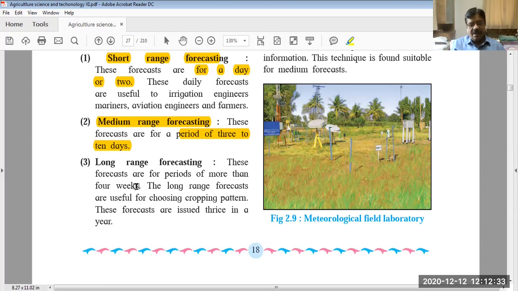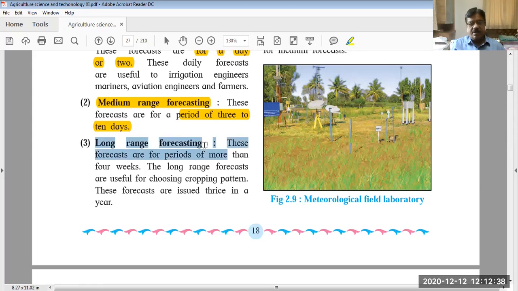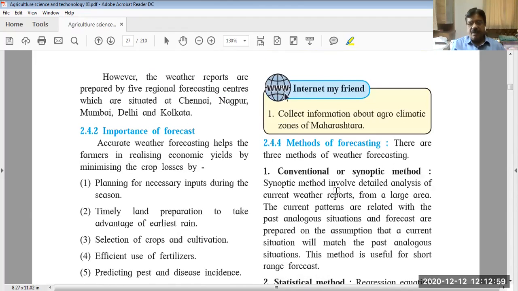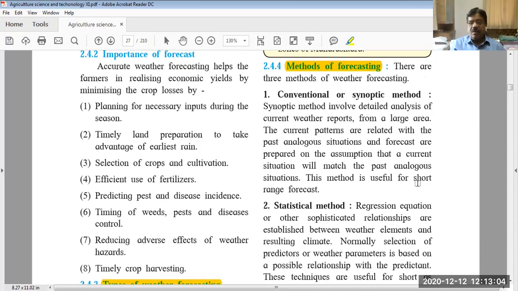Now which are the types of weather forecasting? There are two kinds, or types, of weather forecasting. First, short range forecasting; these kinds are decided as per the duration. Short range forecasting is for a day or at the most 2 days. This is used by agriculture engineers, marines and farmers. Medium range forecasting is for a period of 3 to 10 days, meaning up to 10 days forecasting can be done.